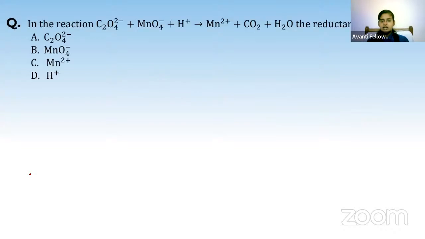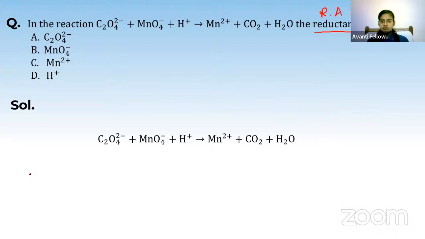Okay. So here is the question. In this reaction, the reductant is, so what is meant by reductant? The reducing agent. So we have to find out the reducing agent from the given 4 options. Okay. So can you find out? This is the reaction given. Find out the oxidation number of each element in the reaction. So first find out the oxidation state of carbon in the first compound.